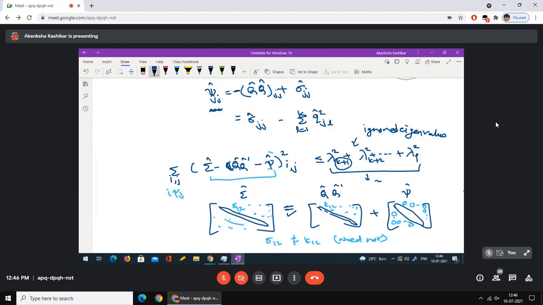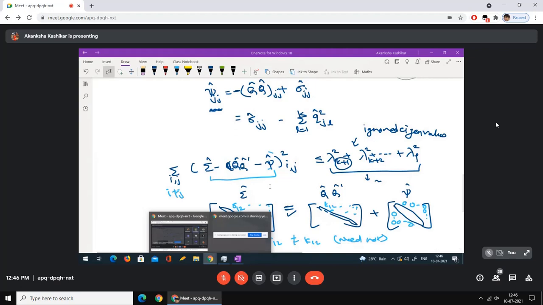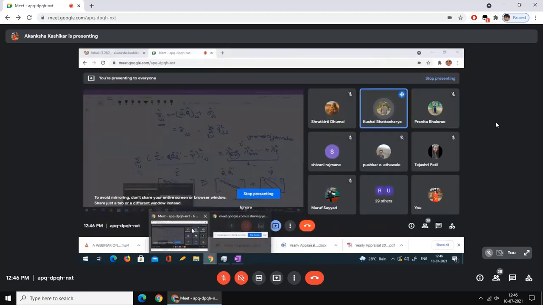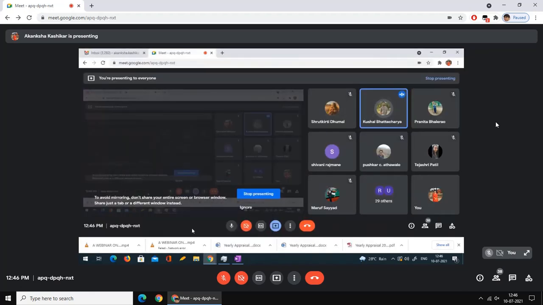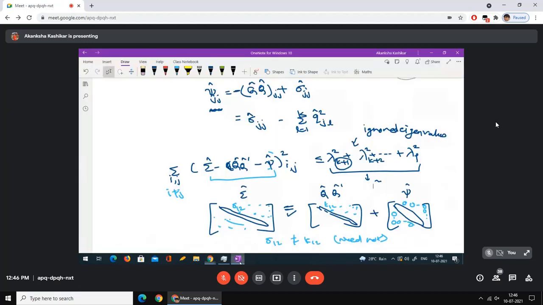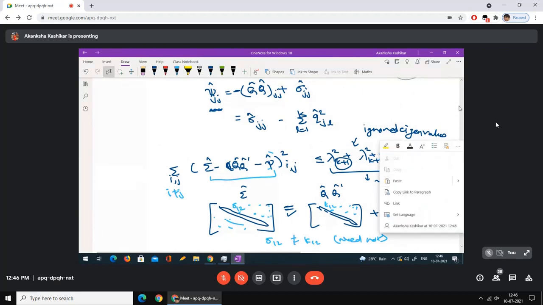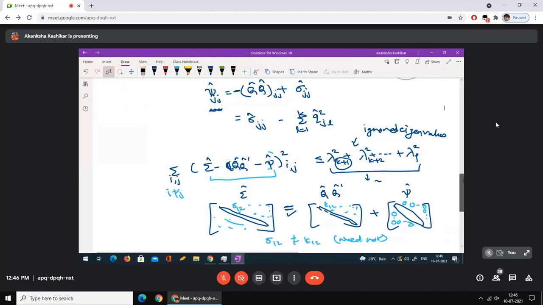Ma'am, I have one query. Yes. Ma'am, why did we write that as sigma hat? We are estimating q hat and psi hat such that it becomes sigma, but I don't have any method of directly estimating q when I'm dealing with the PCA method of estimation.